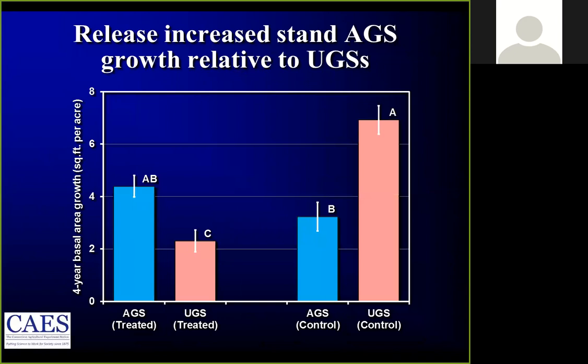Here's one of the neatest slides of all. Let me explain it. If we look on the right, we see acceptable growing stock in control or uncut areas, and unacceptable growing stock in control or uncut areas. In these control areas, most of the basal area growth was in the unacceptable growing stock, close to 7 square feet per acre over 4 years. But acceptable growing stock was only 3.5 square feet. So most of the growth on those areas is unacceptable growing stock.